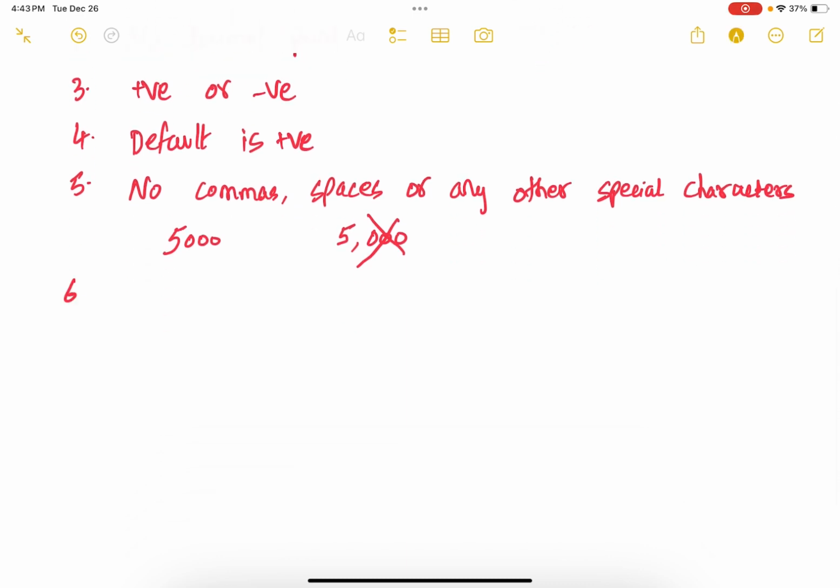Now, the final rule is the range of the integer. So, that is what is the maximum value and what is the minimum value that you can assign to an integer. You see, there are some limitations when it comes to storage. So, to store an integer value in your computer, you would require 4 bytes of memory.